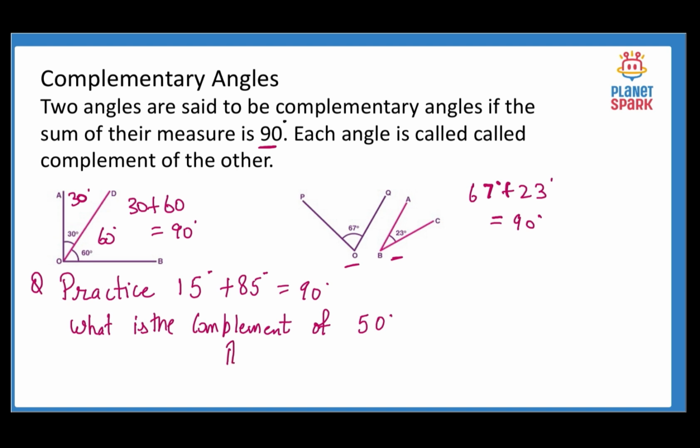That means 50 degrees plus the second angle gives me the answer 90 degrees. So that angle has to be 40 degrees because 50 degrees plus 40 is 90 degrees. So the complement is 40 degrees.